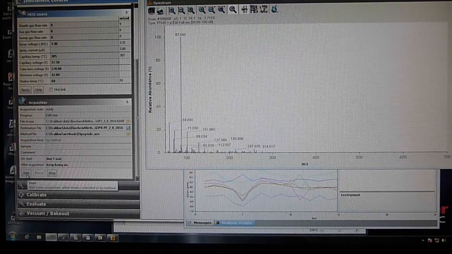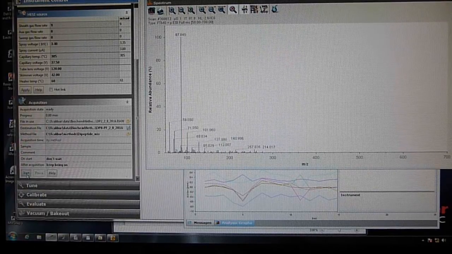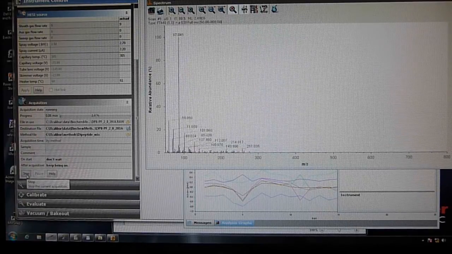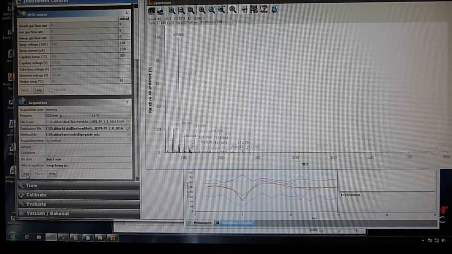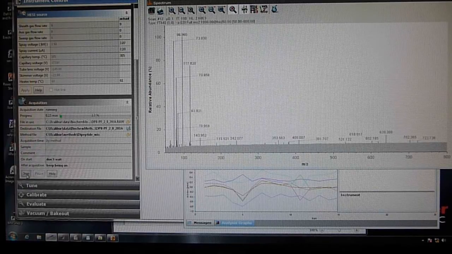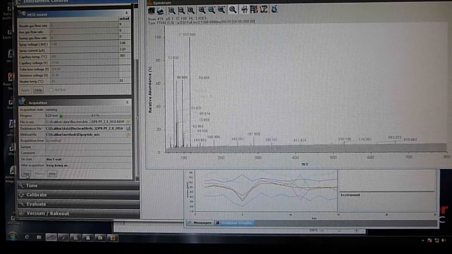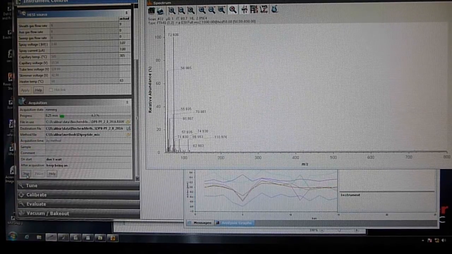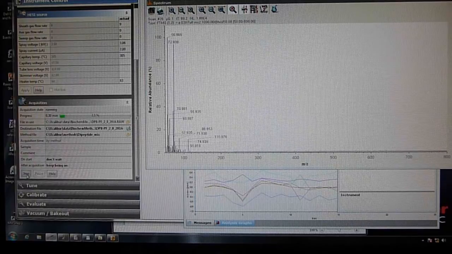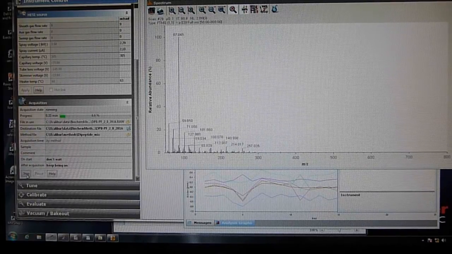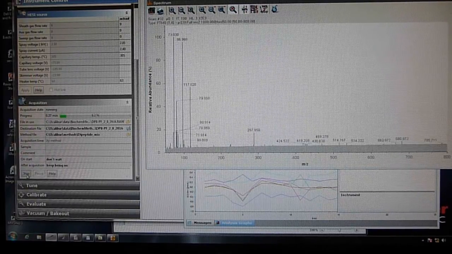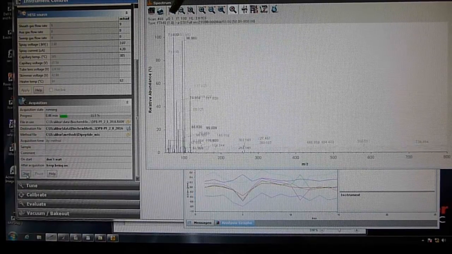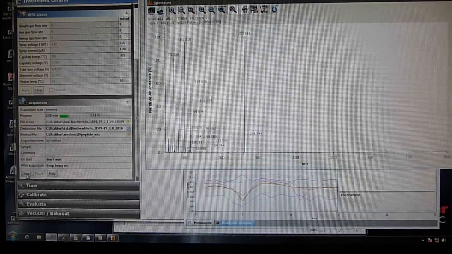Sample loop is loaded. We have a place for the data. We're going to start. This whole run will be 4 minutes. We'll do 2 injections. Okay, injection 1 is started, and sample should be coming off. Right now it's doing positive, positive, negative, negative, positive, positive, negative, negative.